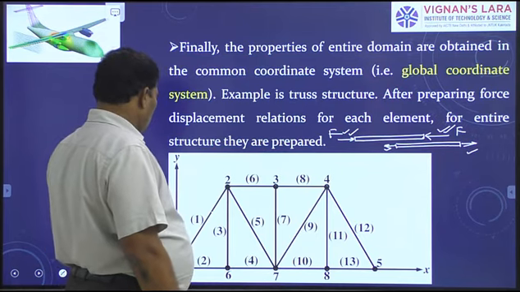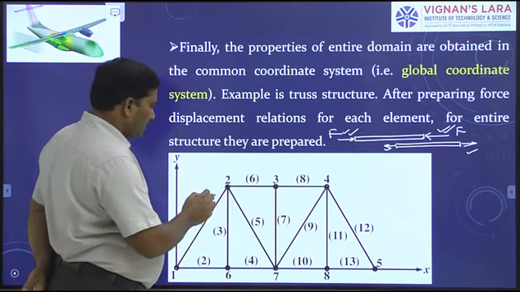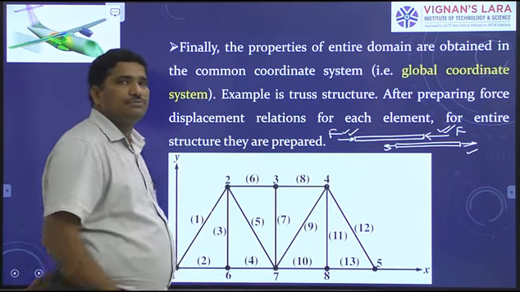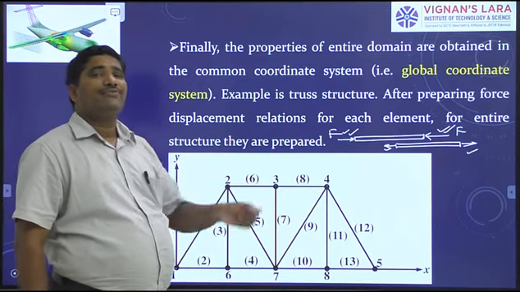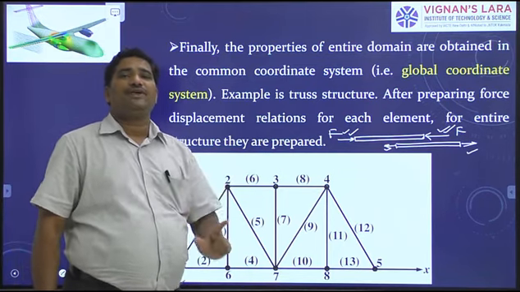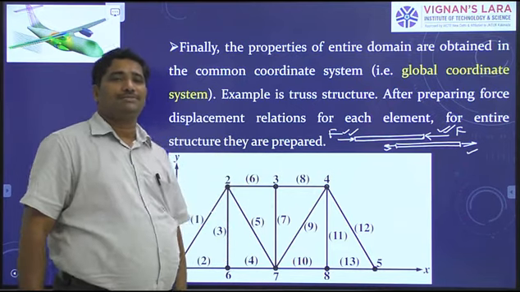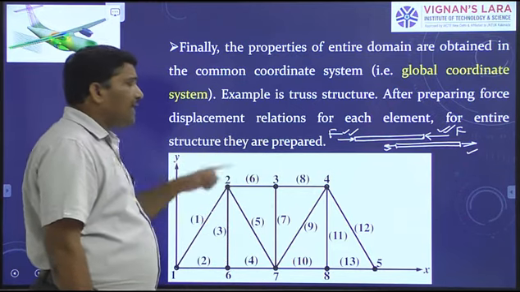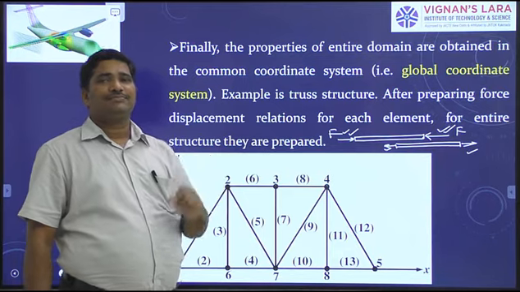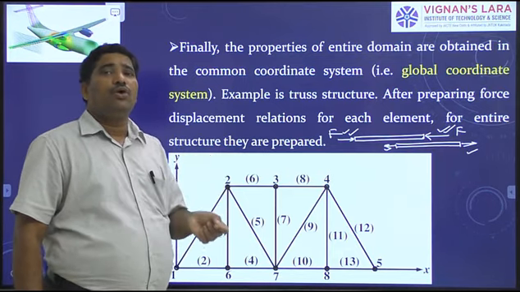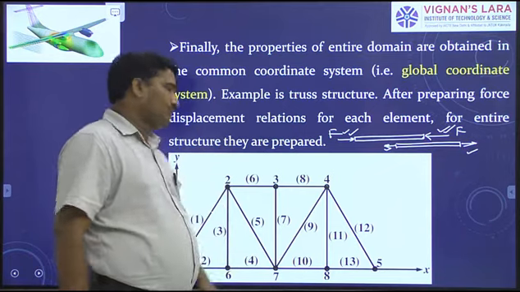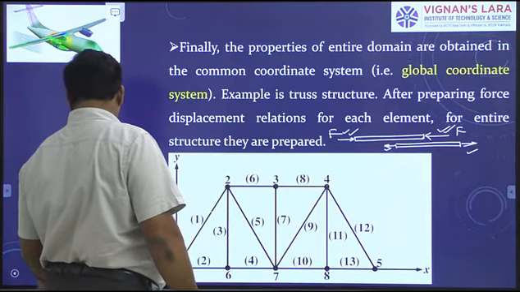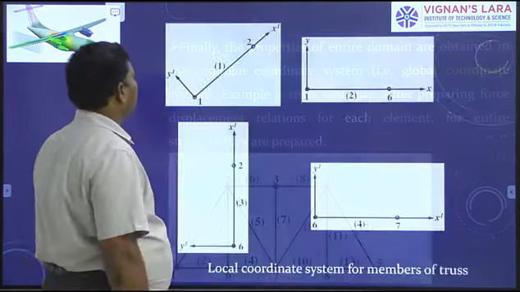Right? Now, to define a point on this truss element 1, you want a local reference frame. You want a reference frame with local coordinates, which means that each element possesses its own reference frame. For each element you have to take a separate reference frame.